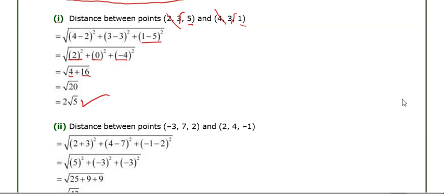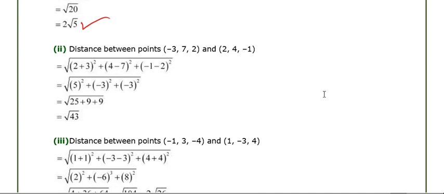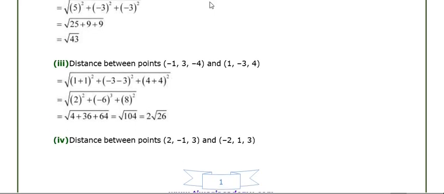You can see how easy it is. Very easy, very simple to find out. Once again, for practice, I am doing question number 3. I want to find the distance between these 2 points. Alright, so minus 1, you can consider 1 minus 1, so (1 plus 1) square. Then 3 minus 3, once again minus 3, that is a whole square. Then minus 4, so plus 4 whole square.